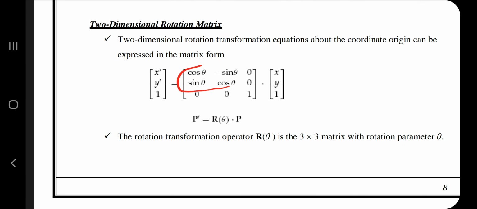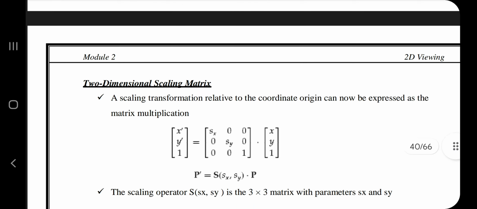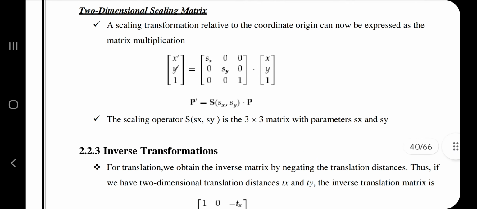The cos theta, minus sin theta and cos theta will be written here, then 0 0 0 0, and last we will be writing 1, and that will be multiplying with x, y and 1 to get the final values, x dash, y dash, and here it will be 1 only. That is for the rotation, and this is for the scaling. Make sure what the question they have asked, based on that only you have to write. If they ask for homogeneous, you have to write this one, else you have to write the previous one only.